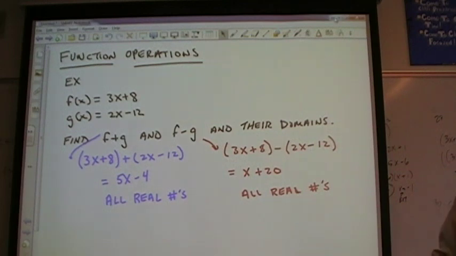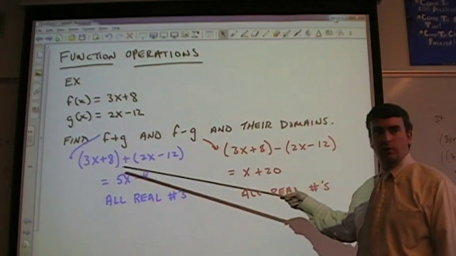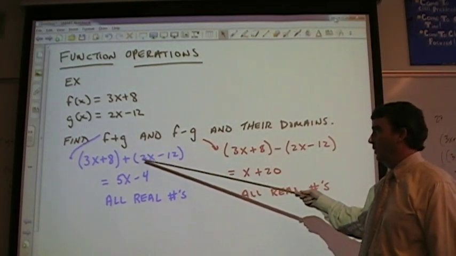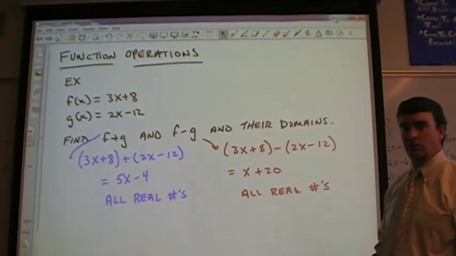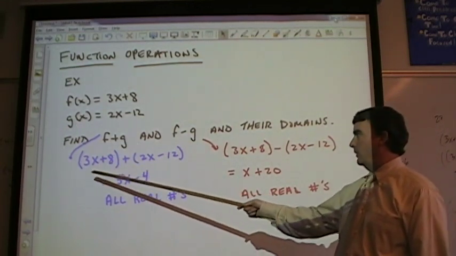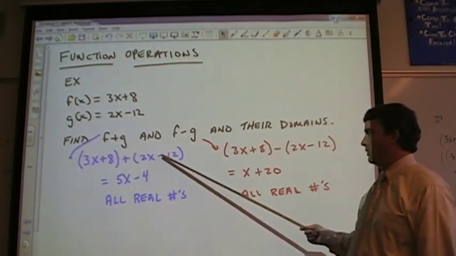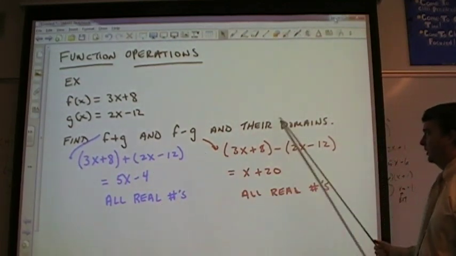It helps when you write this out to use parentheses. Addition, it doesn't really matter if you use parentheses in adding them, but it does matter over here in subtraction. When you add the two functions, all you do is combine like terms. What's 3x plus 2x? 5x. What's 8 minus 12? Negative 4. Find their domains.